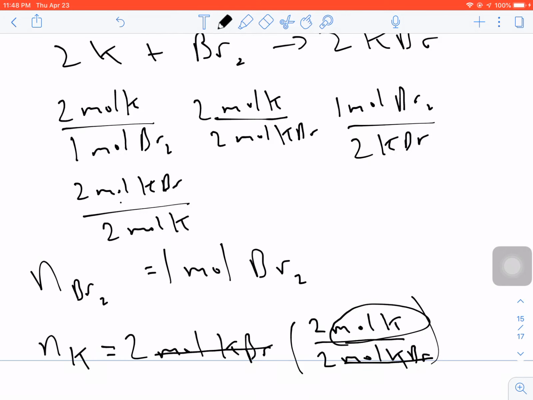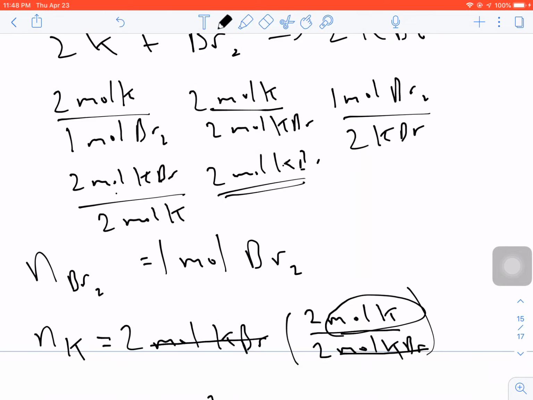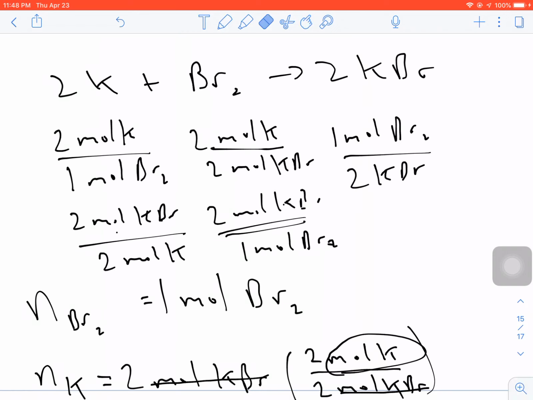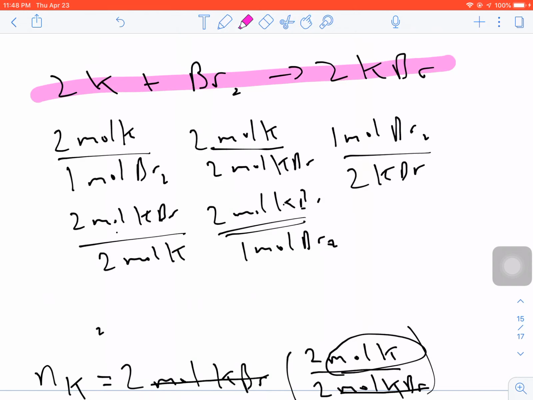So there's all kinds of possibilities here. 2 moles of KBr are produced every time I use 1 mole of Br2. All these different possibilities are coming from my original balanced equation here. By using the balanced equation, I can come up with ratios of potassium to bromine, potassium to KBr, bromine to KBr, KBr to bromine, KBr to K.